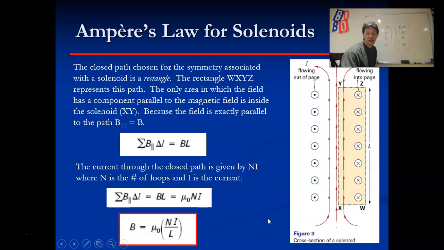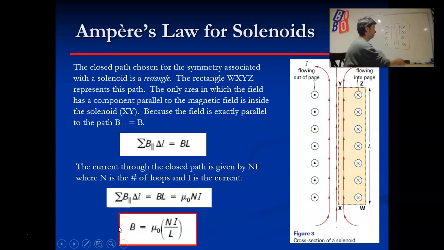Now we need to add up all currents. Well, we have a current here, I. And we have I again. Then it's going through again. The current I goes through our path segment that we've chosen n times, where n is the number of loops in our path segment. So the sum of all current is n times I, where I is the current flowing through our wires, and n is the number of loops in our solenoid. And then, of course, we have the permeability of free space.